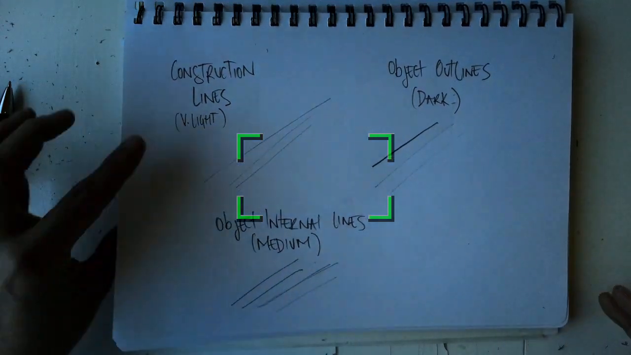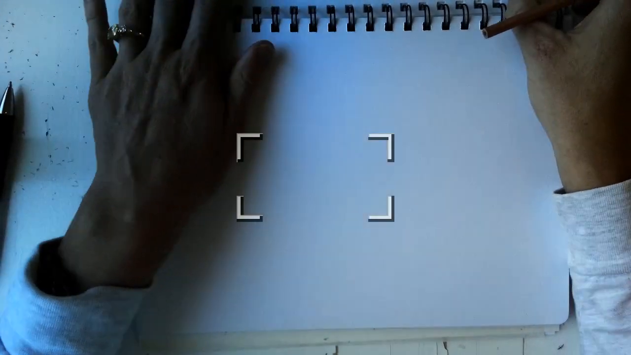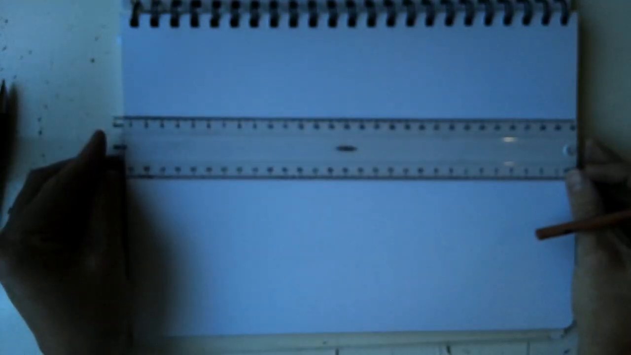Let's get started. Okay, the reason why I love this style of drawing is because there's rules and logic to it. We're going to start by using a ruler because that is going to help us with our perspective, and we want to make sure that all of our drawings are nice and neat.